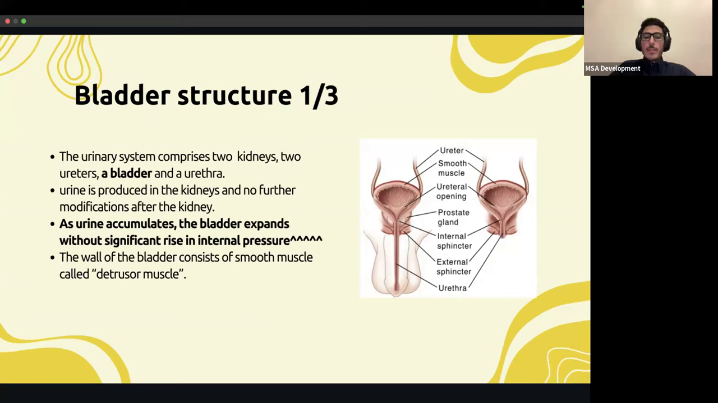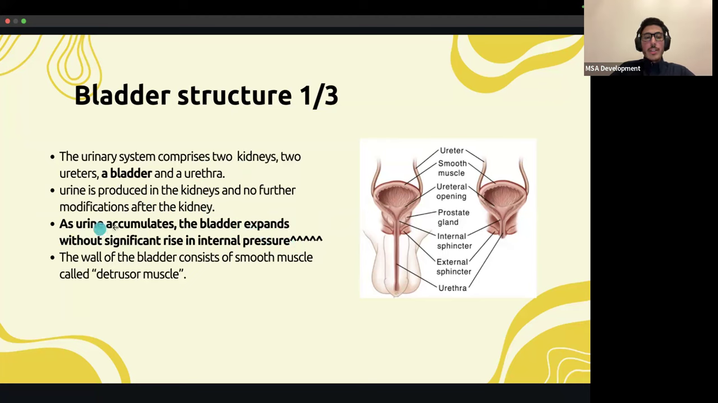The urinary system is composed of a couple of organs. We have two kidneys, two ureters, a bladder that stores the urine, and finally a urethra, which is a tunnel that moves the urine from the bladder to the outside. Just to emphasize, there's no further modification of the urine after it leaves the kidney.